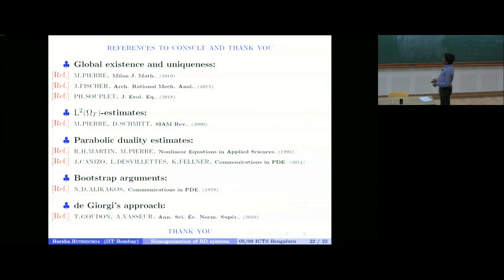Then there are these bootstrap arguments, and this I have not understood myself, but if you can understand the geometric approach for these problems, you can read Thierry Goudon and Alexis Vasseur's results.